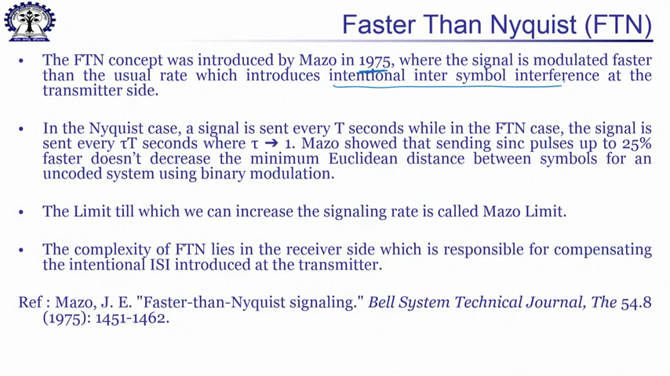So, here what Mazo had actually shown is that you can go beyond that and yet recover the signals up to a certain limit. The limit till which you can increase the signaling rate is known as the Mazo limit, and for sinc pulses it is shown that up to 25% faster does not decrease the minimum Euclidean distance between the symbols. That means using a binary modulation, of course. When you go with higher modulations, things would be different, as is expected.